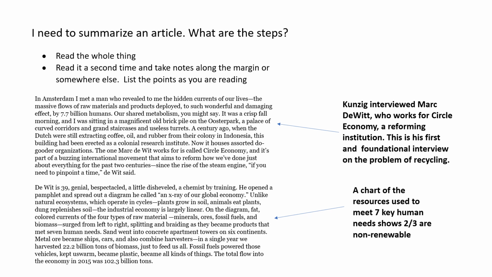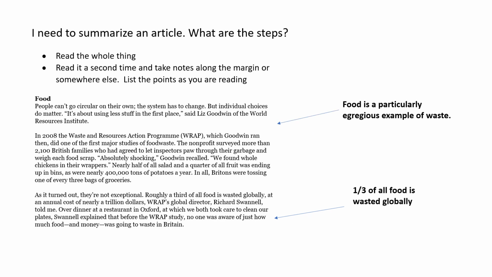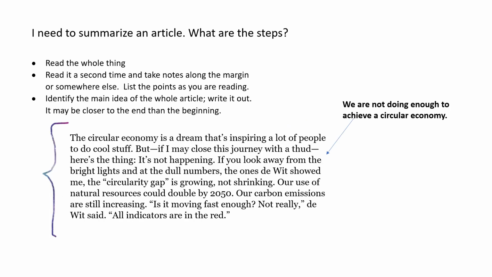I've given you an example here from an article about recycling that was published in the National Geographic in 2020. And here's another page from that article where I've continued taking notes on the key points. It's not all of the pages, but it's just a sample here. Then I try to identify the meaning of the whole article and write that out. You can see that I have suggested in a single sentence what the whole article is about. We are not doing enough to achieve a circular economy.